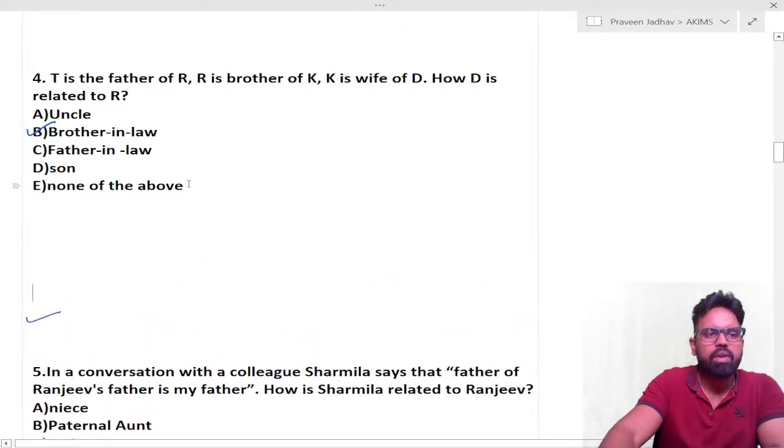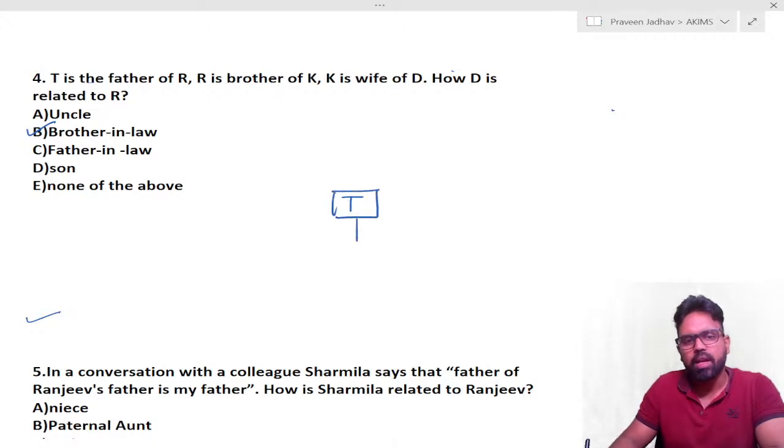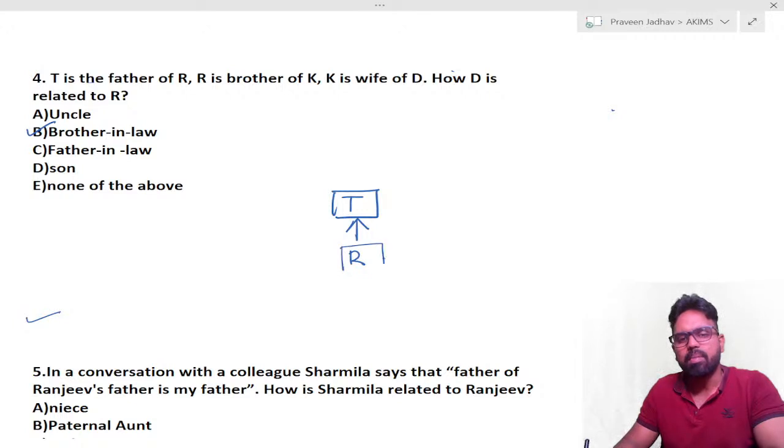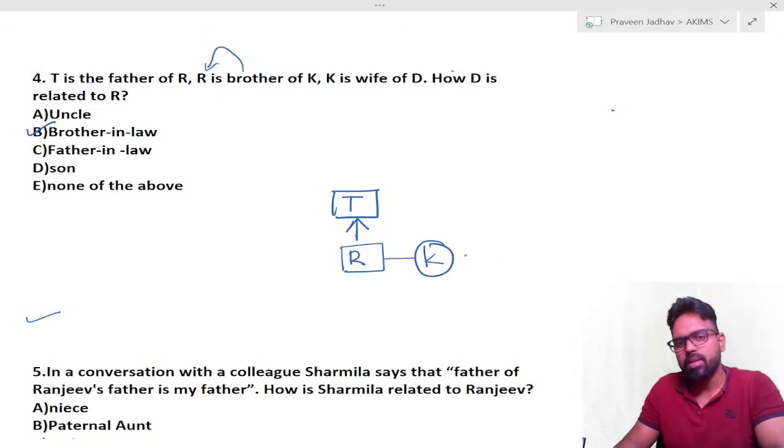Now if I give you a question like this: T is the father of R, so T should come in the generation above R, and must be a male. R is the brother of K, so R is himself in a square box, and brother means same generation as K. K is the wife of D, so there must be K and D, she the wife and he the husband.